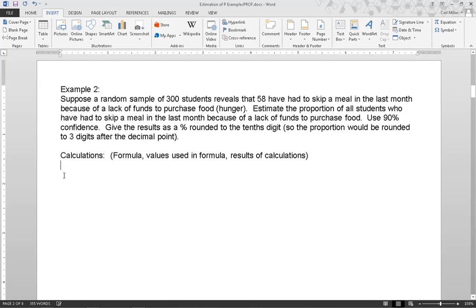We'll begin with your calculations. The sample proportion P hat would be the number who skipped a meal over the number in the sample. That is 58 over 300, which is 0.193333 if we round off to 6 digits. In these exercises, if you have to round off, try to keep at least 6 digits when working with proportions. The z-score is 1.645 because I want 90% confidence.